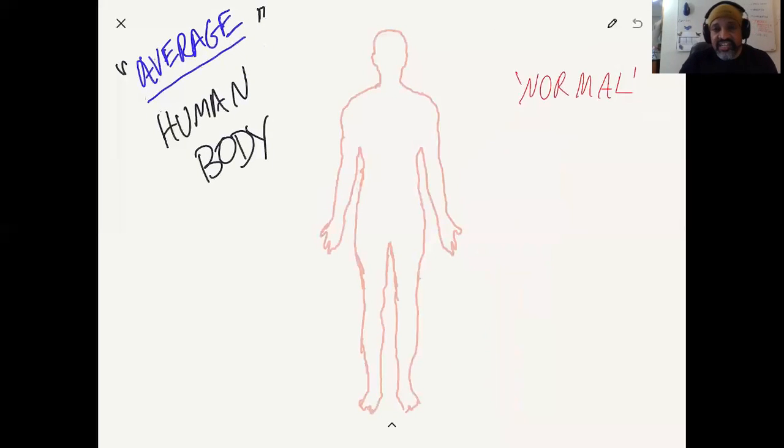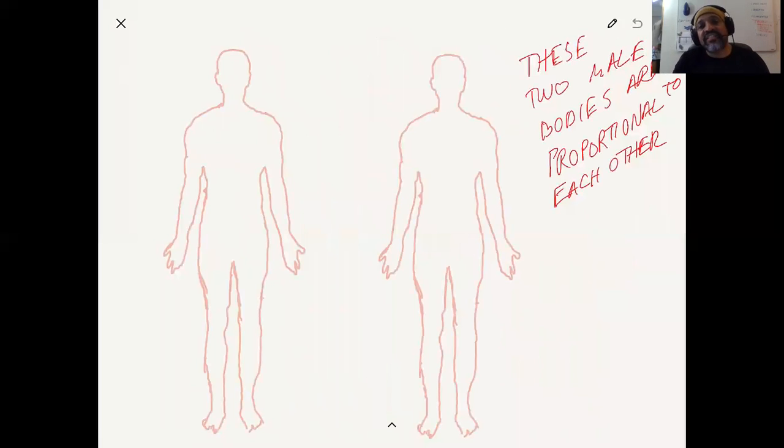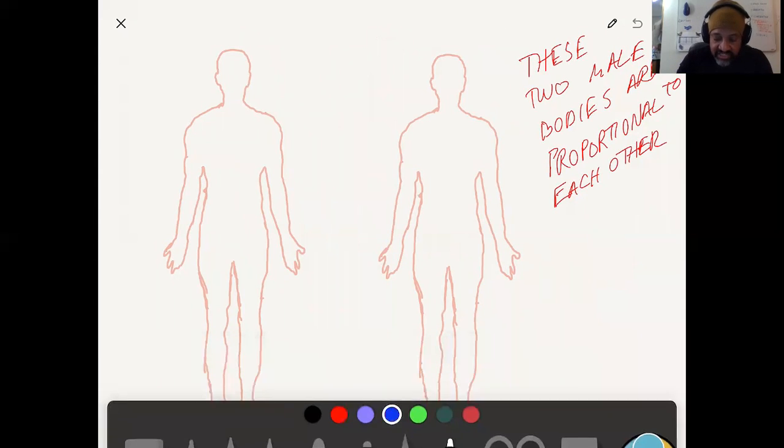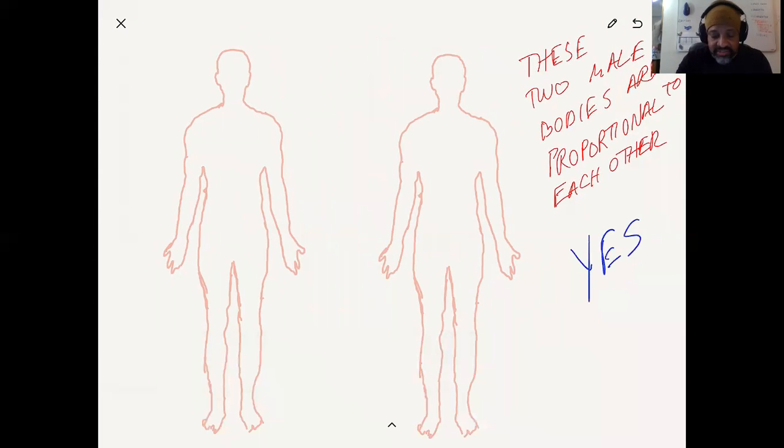All right, so let's go. So now here's a picture of a kind of average, normal human body. And I put normal in quotes because whatever that means, right? But this is just a normal image of a normal man. Now, so my question is, are these two figures proportional? And hopefully you would say yes, because they're basically the same copy of the same image. I just copied it and produced another one. They could be brothers, they could be father, son, who knows, but they're proportional.